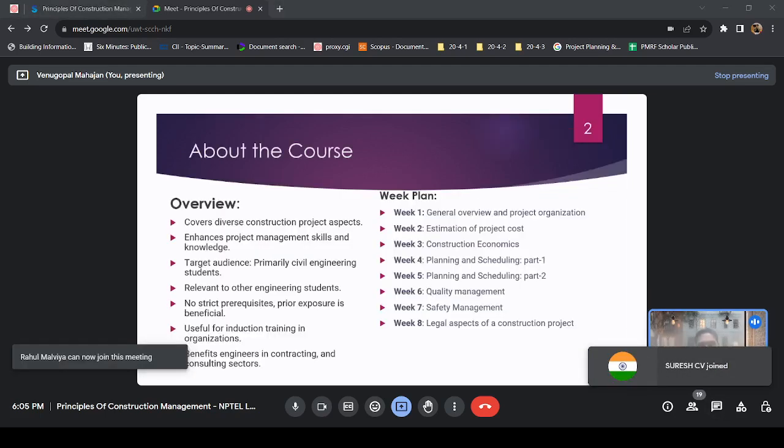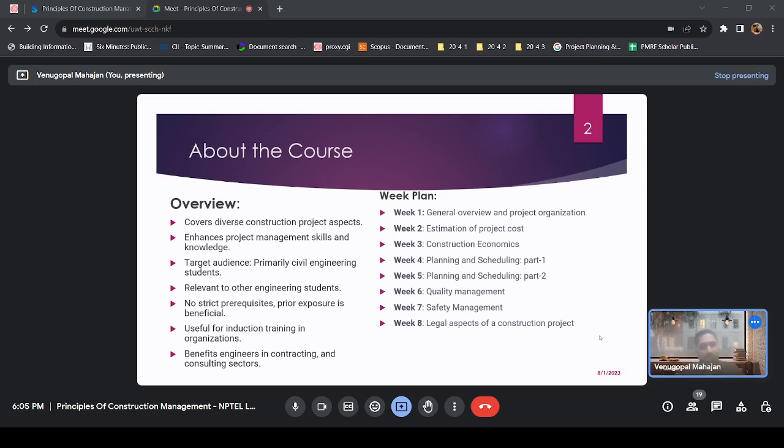So let's first see what the course is about. This course covers diverse construction project aspects and mainly the construction project management skills and knowledge. Who is the target audience? Civil engineering students. But it has a lot of info for other engineering graduates also, as well as for the people who are working in the industry. There is no strict prerequisite like what you should know or what not, but if you have some site experience or some exposure to practical things, the content would go quite smoothly.